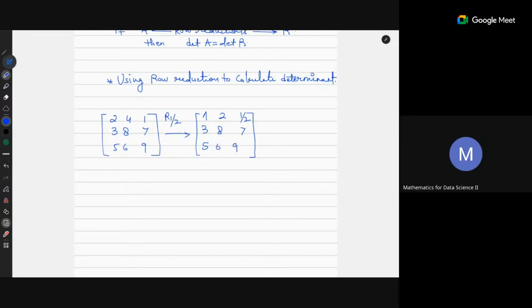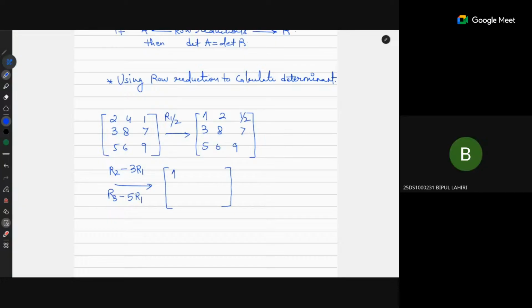Now, the other leading entries should be to the right of this first column, because my first leading entry is in this first column. So the other leading entries should be in the columns to the right of it. We need to make all the entries in this column below the first leading entry 0. So let's do that. How do we do that? I will change R2 to R2 minus 3 R1, and R3 to R3 plus 5 R1.